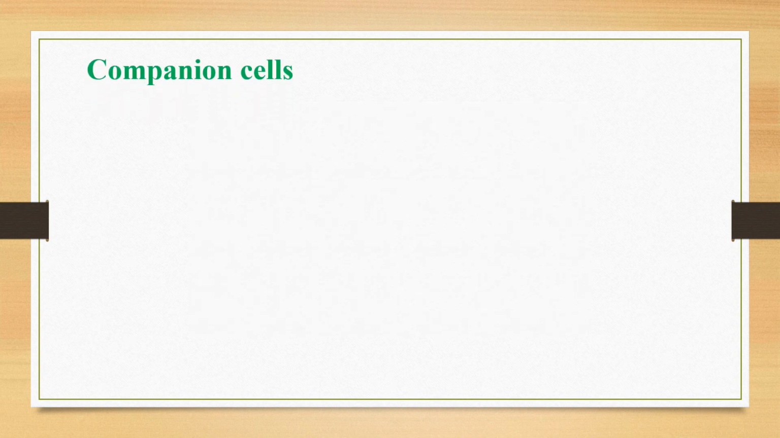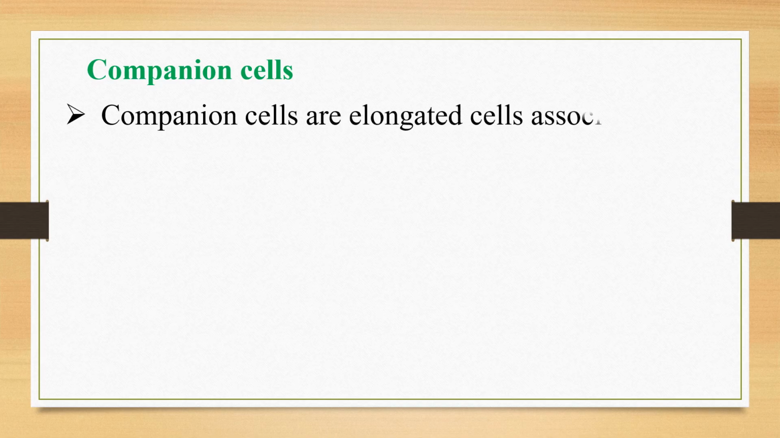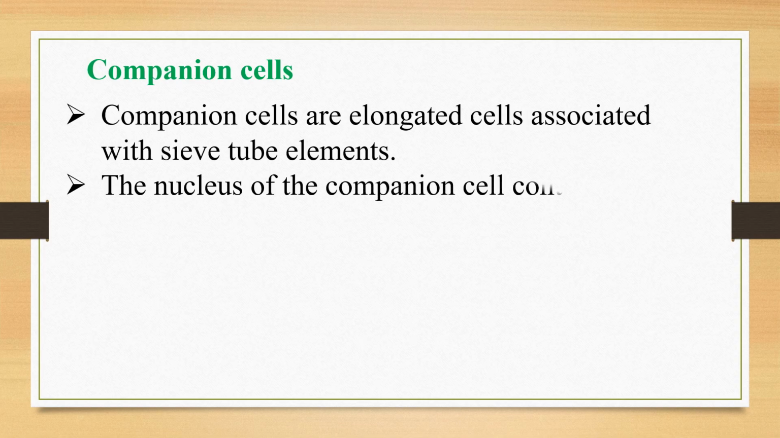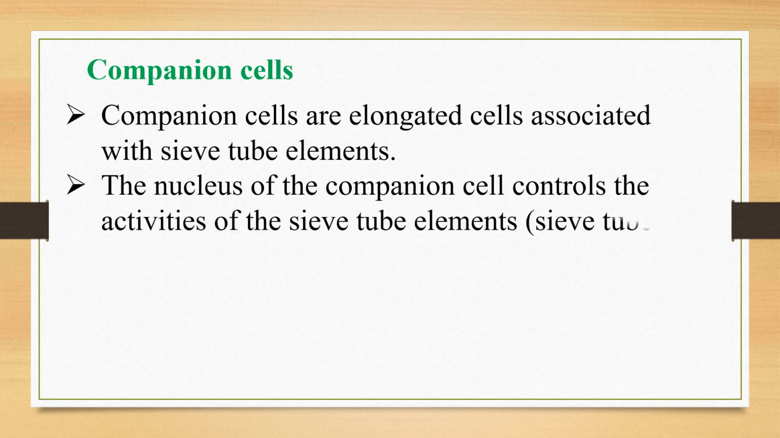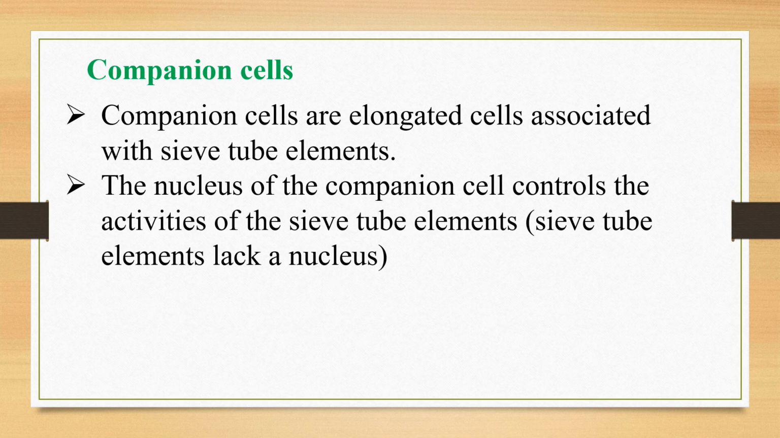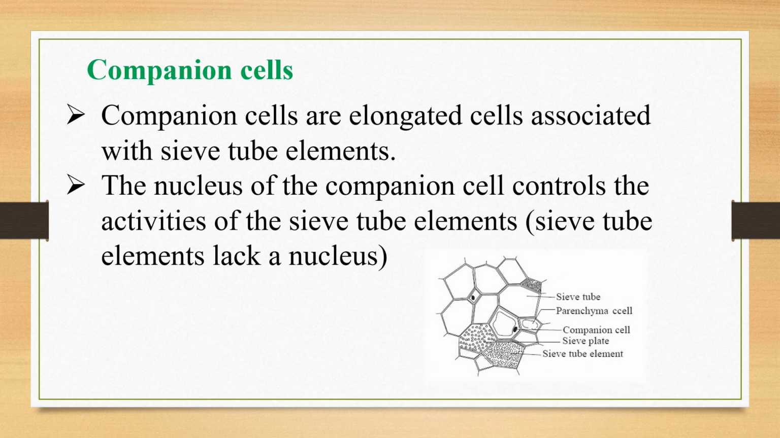Next cell type is companion cells. Companion cells are elongated cells associated with sieve tube elements. The nucleus of the companion cell controls the activities of the sieve tube elements. Sieve tube elements lack a nucleus. So all the activities of the sieve tube elements are controlled by the nucleus of the companion cells. In this picture, you can observe that with all the sieve tube elements, there is a companion cell near to that.